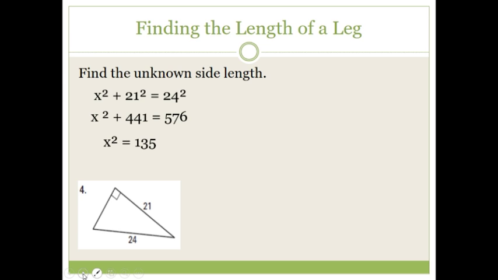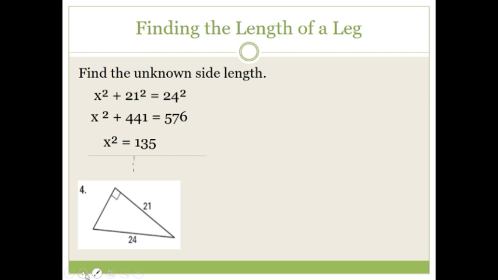Then I get the x squared term, or the variable term, by itself. So in this case, I need to subtract 441 from both sides of the equation. And I get that 576 minus 441 was 135. So that's where this 135 came from. And then finally, we don't want to know what x squared is, right? We just want to know what x is.